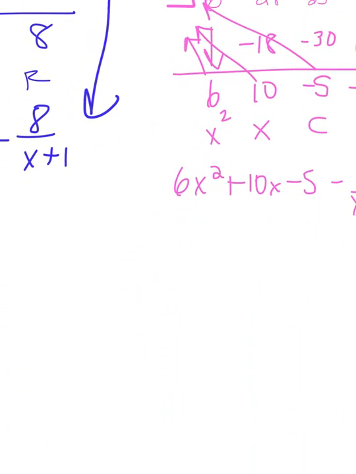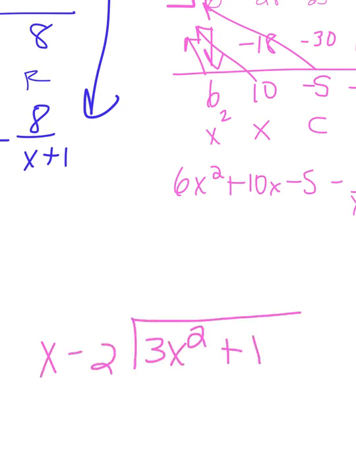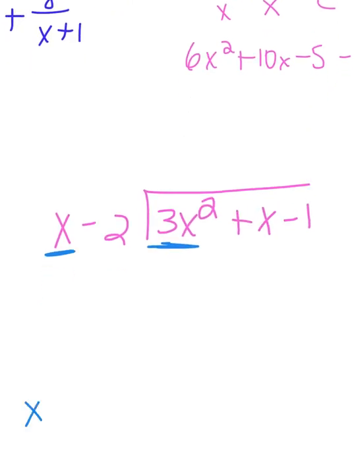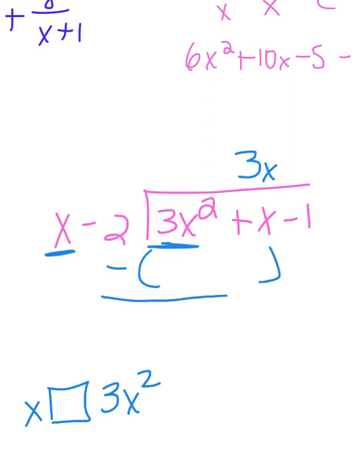Let's just say I had x minus 2 into 3x squared plus x minus 1. You always go first term into first term. So x into 3x squared. The rest will follow into place if you just do that one step. So what is x times 3x squared? What would I have to multiply x by? 3 and an x, right? So I'm going to put it above x to the first, just kind of keep it all in order. And then once you just do the first term into the first term, everything will kind of fall into place.